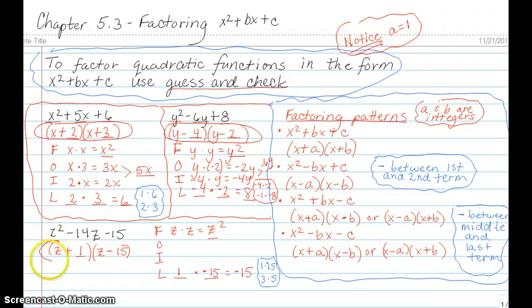This should be the correct factoring, but we want to make sure of that. So we do outside z and negative 15. So z times negative 15 equals negative 15z. Then we go inside 1 times z, which equals 1z. And negative 15z and 1z is negative 14z. Okay, so negative 14z checks out. We already checked z squared. And negative 15 checks out. So z plus 1 times z minus 15 is in fact the correct factoring.